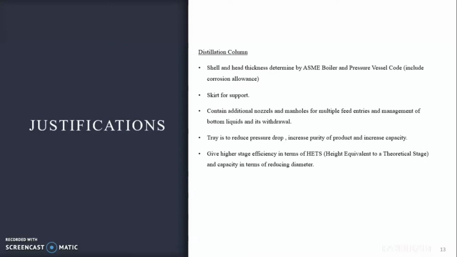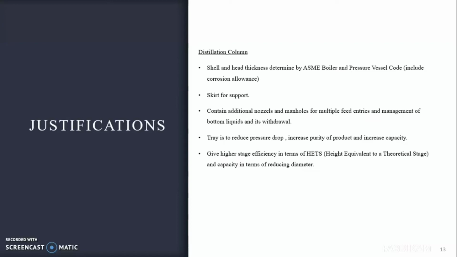For the distillation column, the design of the shell, the specification of the shell and head thickness are based on the ASME Boiler and Pressure Vessel Code, which includes the corrosion allowance. We are using a skirt for support because it is a vertical distillation column. The distillation column contains additional nozzles and a manhole for multiple feed entries and management of bottom liquids and their withdrawal.